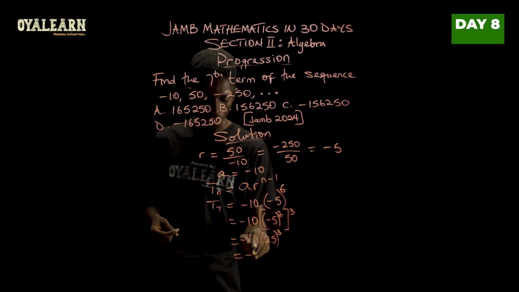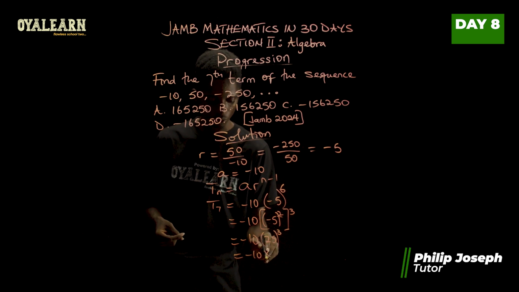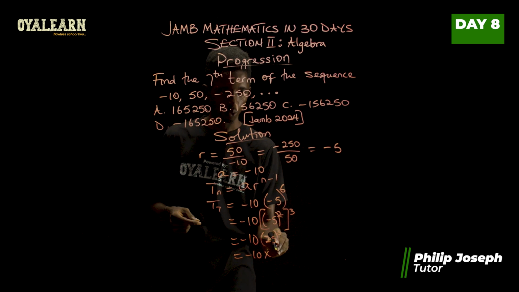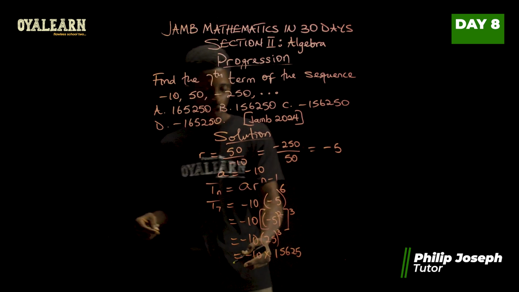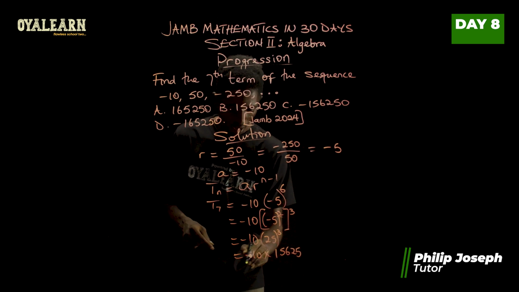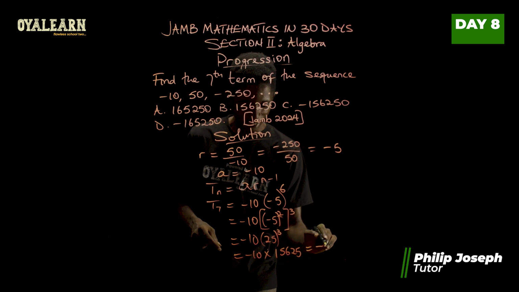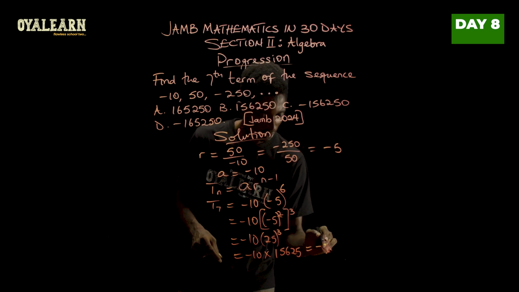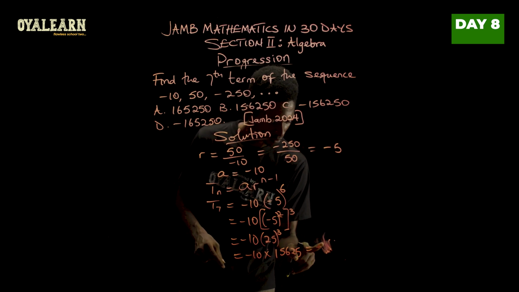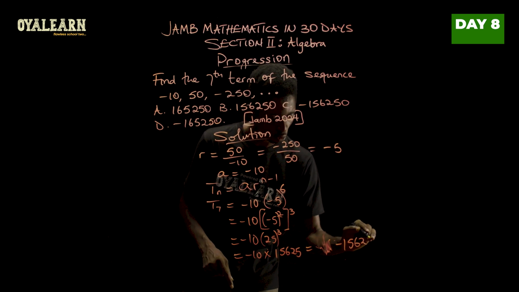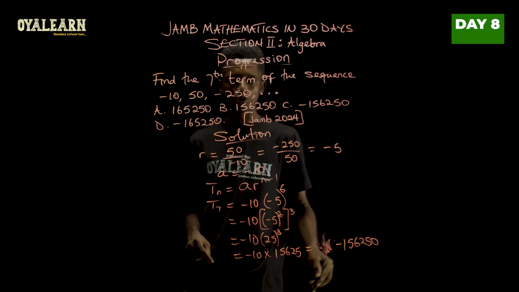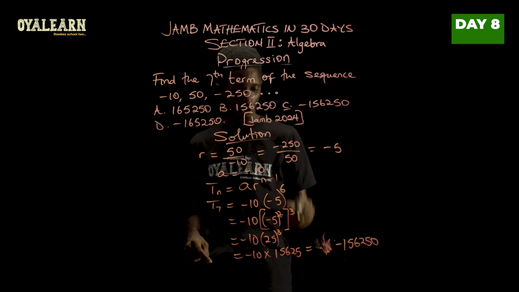And you can press your calculator for this, and that should give you 15625. Now, if we multiply these two together, we're going to arrive at negative 156,250. So the answer is option C.